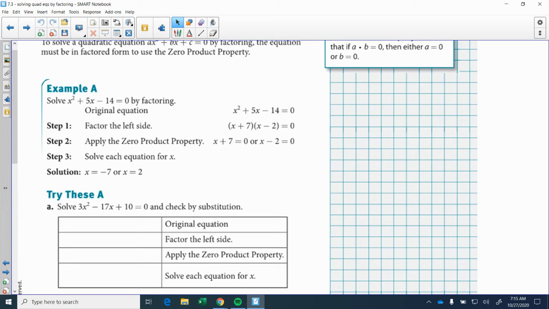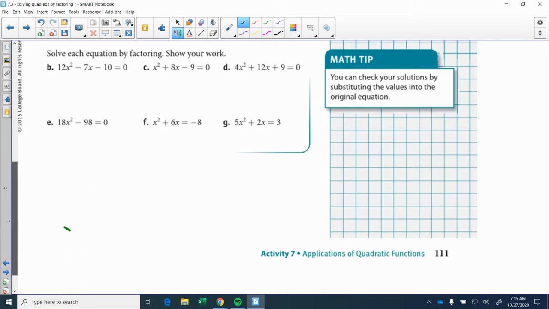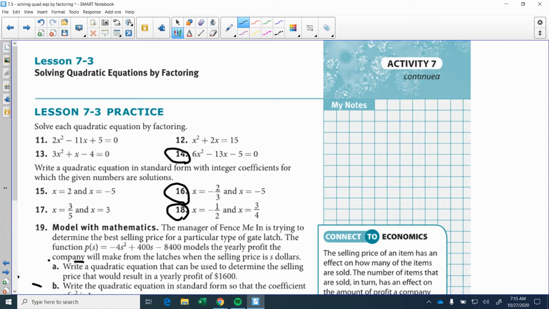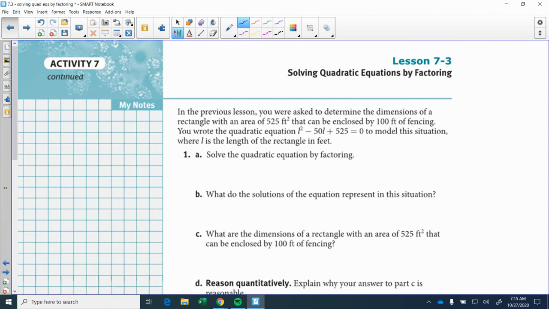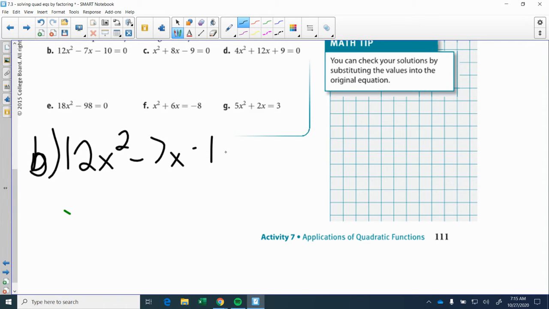As you can see up here, if you look at this example, we still follow the same rules where we would get an equation, we would factor it. The only difference now is that we're going to take each of those, set them equal to 0, and then solve them out to get two specific answers. Let's go ahead and look through one. On letter B, we have 12x squared minus 7x minus 10.